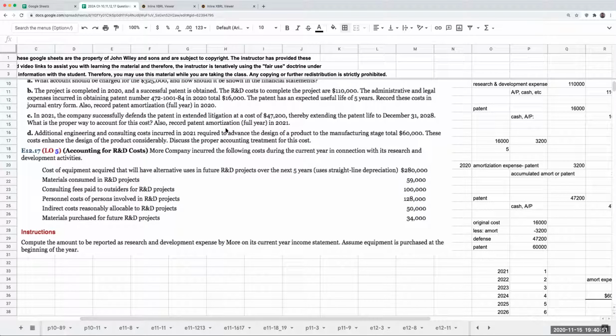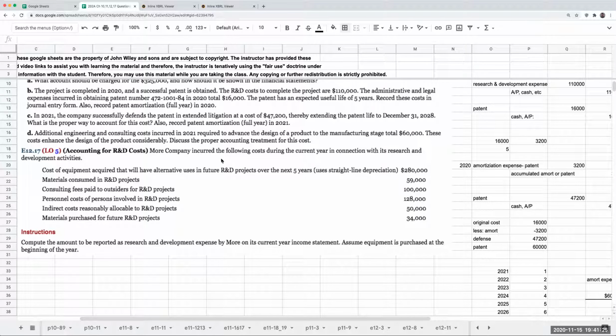So it's basically what the book says is that additional engineering and consulting costs required to advance the design of a product to the manufacturing stage are still going to be R&D costs. As indicated in the chapter, it is R&D because it translates knowledge into a plan or a design for a new product. So again, I think we're still going to say that it's R&D costs. So that's exercise 12-16.